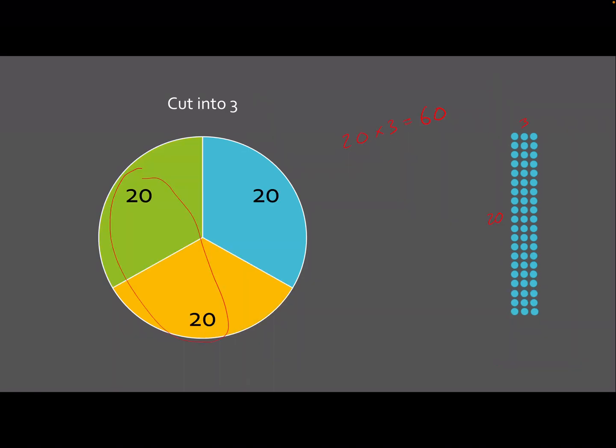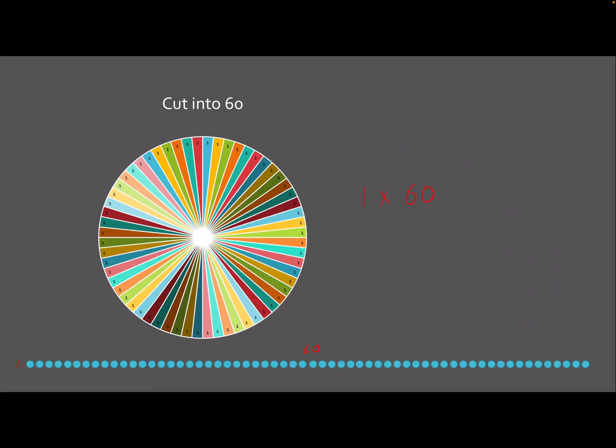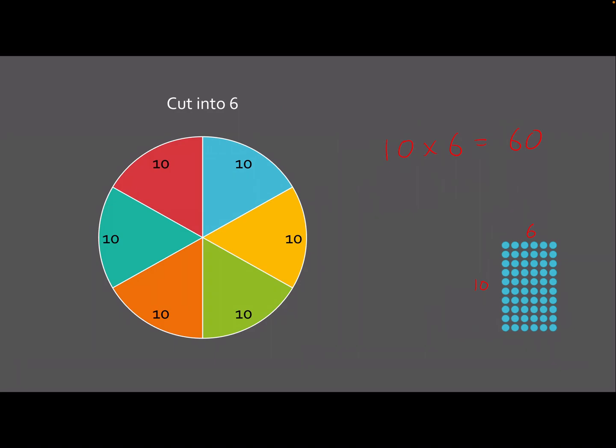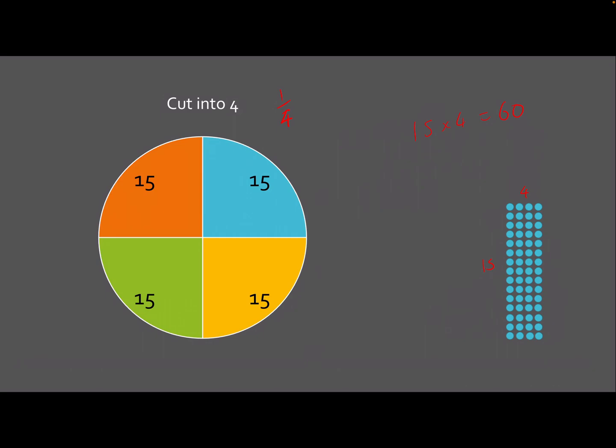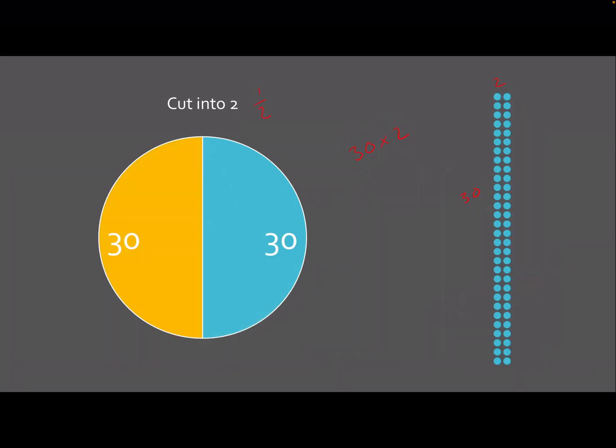So these are the main things we tend to cut a clock into. We cut it into 60 pieces when we want small bits of time to talk about. We cut it into 12 pieces when we want reasonably small amounts of time to talk about. We cut it into 6 pieces when we want a decent sized chunk. We cut it into 4 pieces because quarters are good. We cut it into 3 pieces because 20 minutes is a useful amount of time. And we cut it into 2 pieces because half an hour, halves are useful.